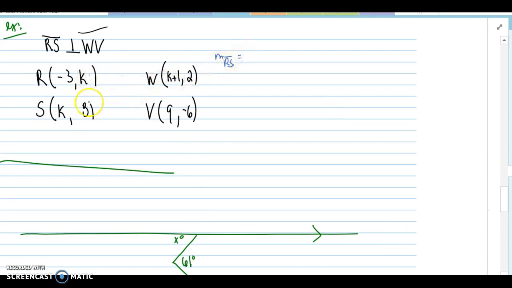So we have k minus 8 divided by -3 minus k, and that's not going to simplify at all. We can calculate the slope of WV. So it's -6 minus 2 over 9 minus a quantity, k plus 1. This one will simplify a little bit. That's going to be -8 over, distribute that negative sign, 8 minus k.